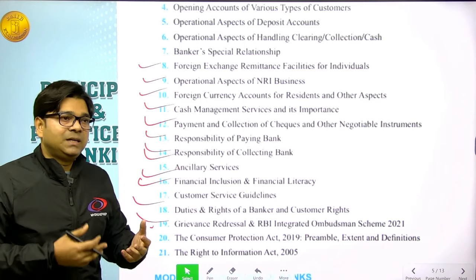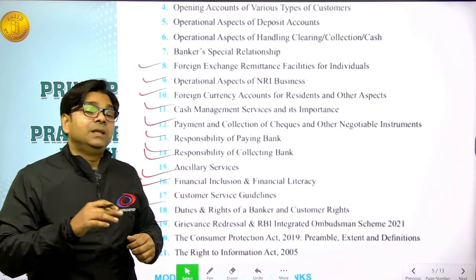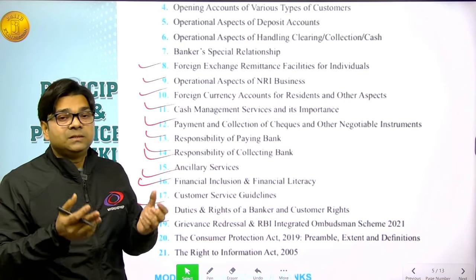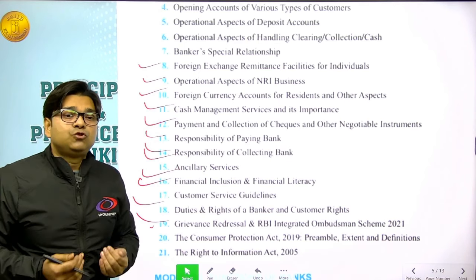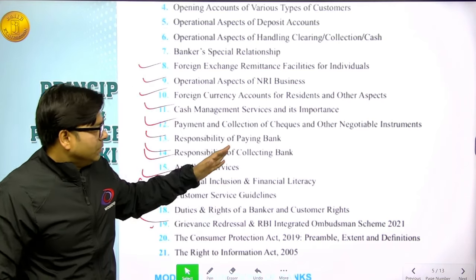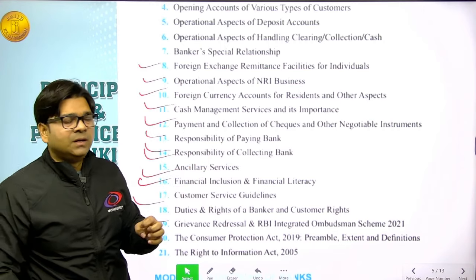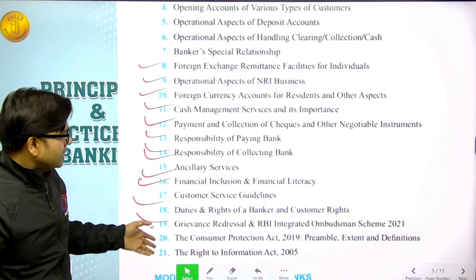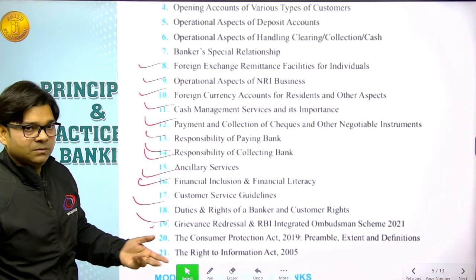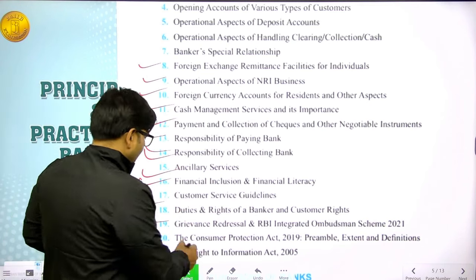Some of the topics that need to be read by a newcomer banker were included in CAIIB. For example, retail banking is an important chapter that needs to be studied by a newcomer. So what they have done is realign all the topics as per the standard format required for a person who wants to join a bank. So they have to read these.